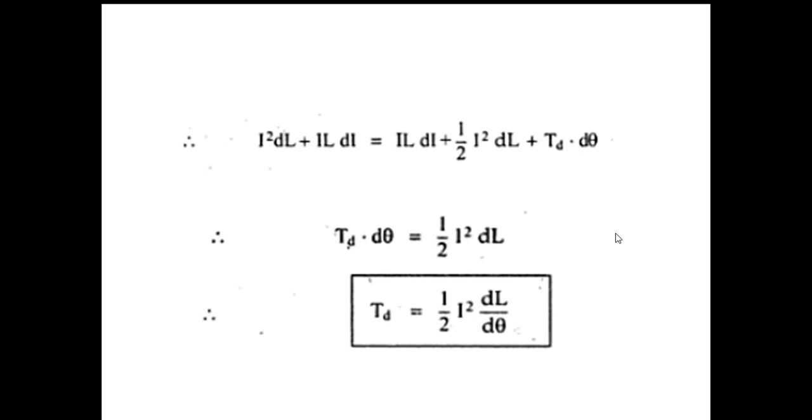That means the deflecting torque is directly proportional to the square of the current. So in PMMC, the TD is directly proportional to current, but here it is directly proportional to the square of the current. That's why the scale is not uniform. Try to remember TD is equal to half I square dL by d theta. If possible, we will try to make one video on the derivation of deflecting torque.